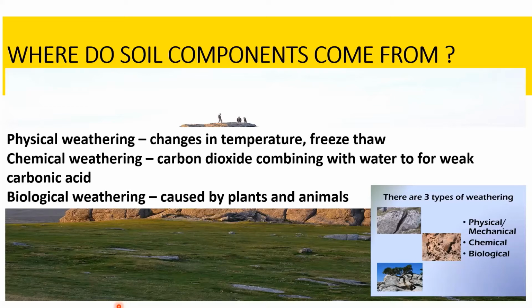There are three types of weathering. Physical weathering is caused by physical processes such as changes in temperature, freeze-thaw, and the impact of wind, rain, and waves. When a rock gets hot, it expands. When it gets cold, the rock contracts. It develops cracks and eventually breaks into smaller pieces. This is more common in desert areas.